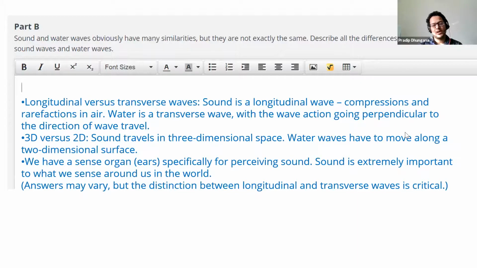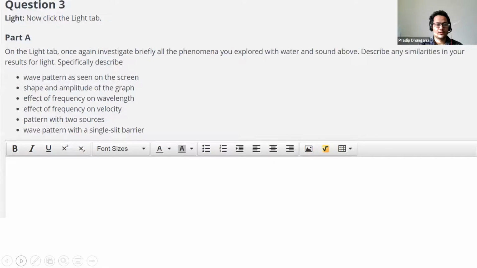But your answer can vary. You don't have to write the exact same thing, but always think about longitudinal versus transverse waves. Any questions so far on part B? Give me a thumbs up if you do not have any questions, so that we can move forward. Okay, thank you very much. Now let's go to the next question.